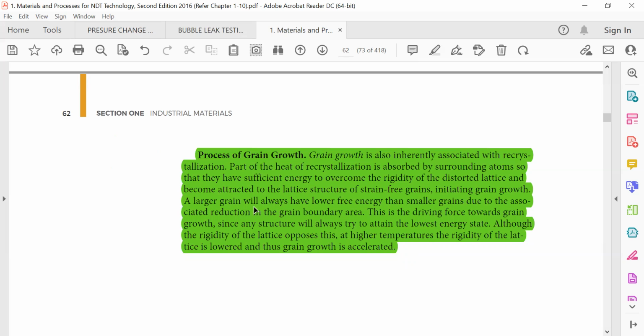A larger grain will always have lower free energy than smaller grains, due to the associated reduction in grain boundary area. This is the driving force towards grain growth, since any structure will always try to attain the lowest energy state. Although the rigidity of the lattice opposes this, at a higher temperature the rigidity of the lattice is lowered and thus grain growth is accelerated.